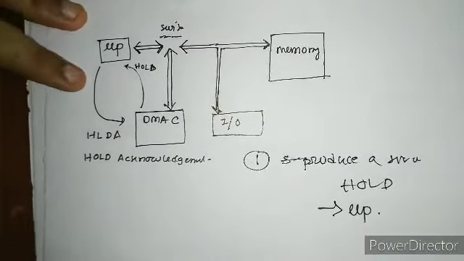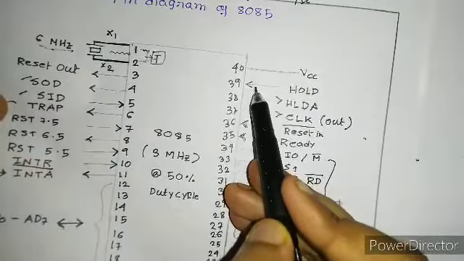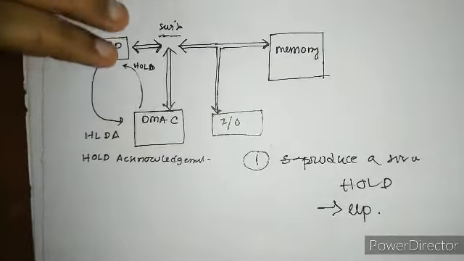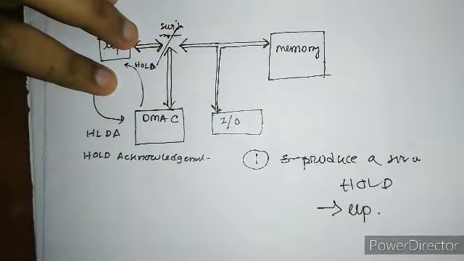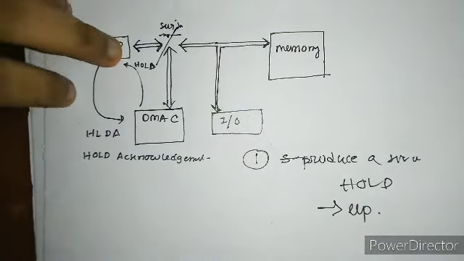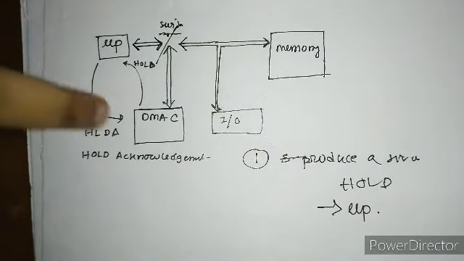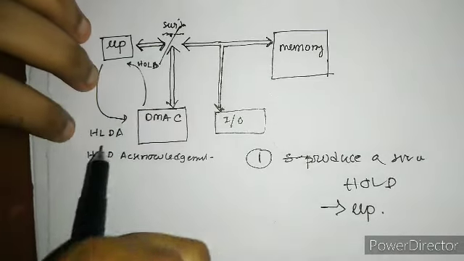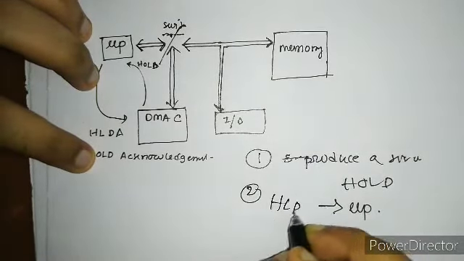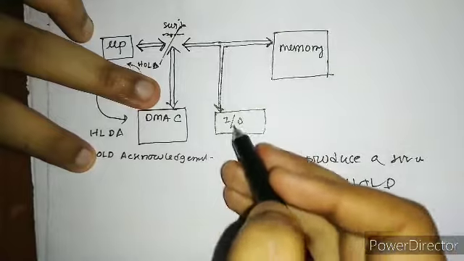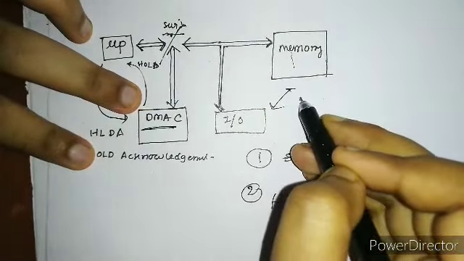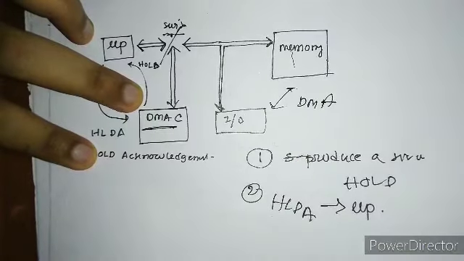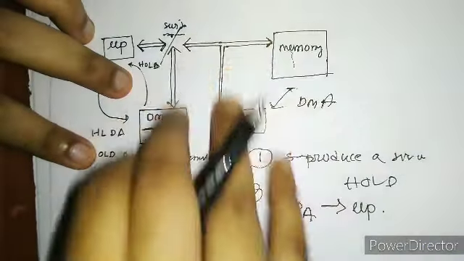So this is why hold is an input signal for the MUP. Okay. Now this switch will operate and this link will get broken. Now the MUP has to produce a signal that okay, your hold is being acknowledged. Second step is HLDA. And now it will produce signals and they will perform DMA.